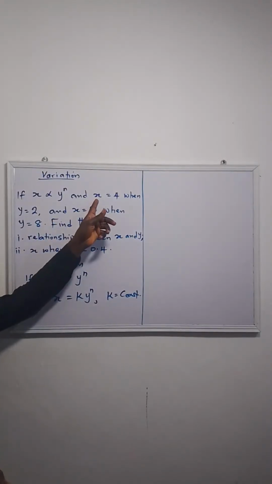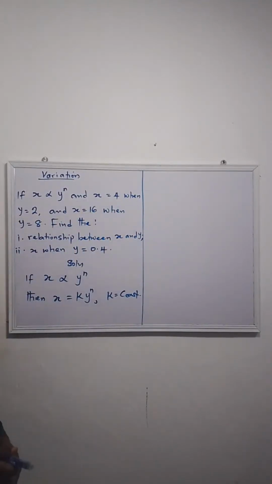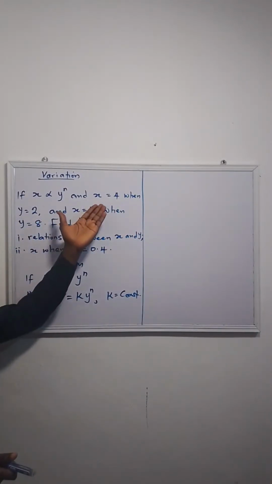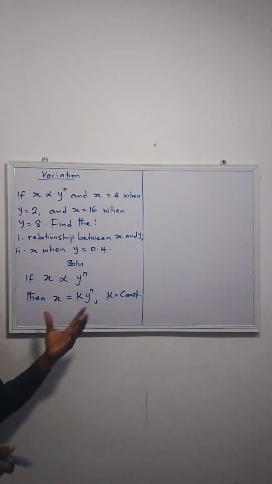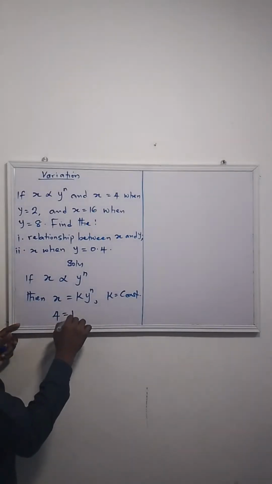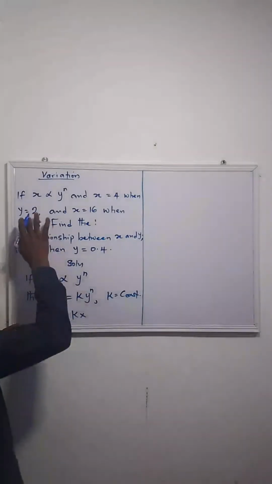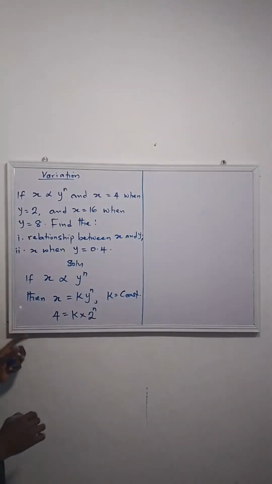You are given that x is 4 when y is 2. Now, we plug in the values of x and y into this equation. Can we do that? All right, so x is 4. You have 4 equals to k times y. What is y? Y is 2. 2 raised to the power of n.